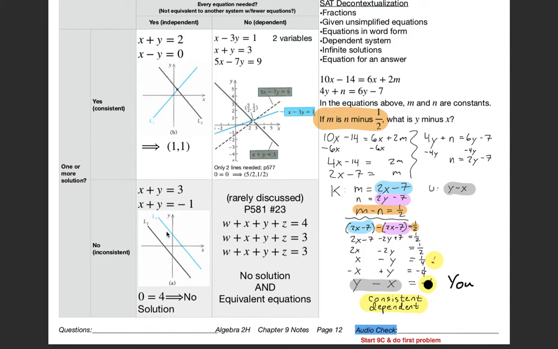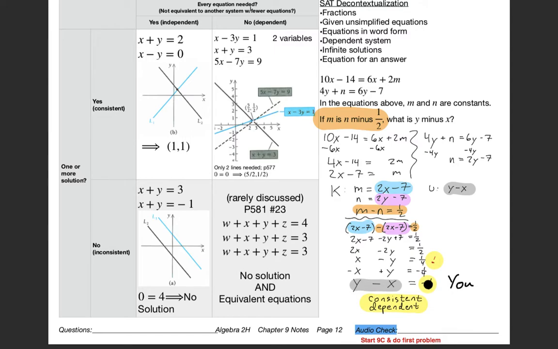Let's take this one down here. Is there one or more solution? Well, when you graph it, you can see there are no intersections. There's a false statement, and you can say there's no solution. So the word for this is inconsistent. It has no solution. Does it have one or more solutions? No, it has 0 solutions.